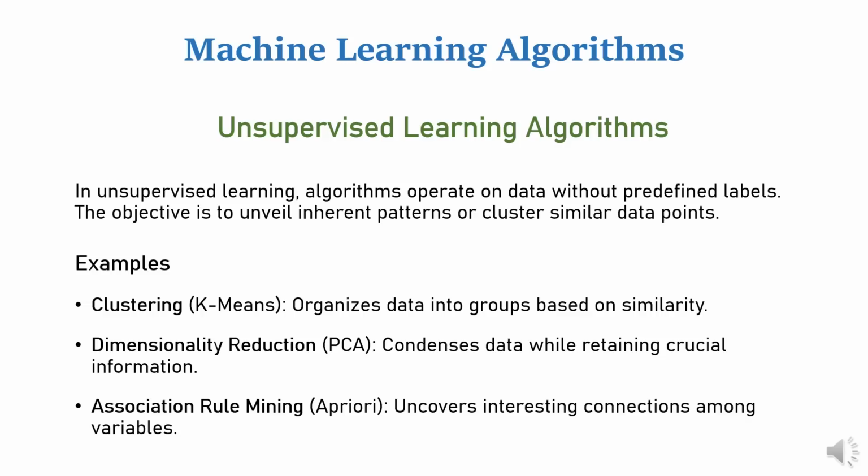Unsupervised learning algorithms. In unsupervised learning, algorithms operate on data without predefined labels. The objective is to unveil inherent patterns or cluster similar data points. Examples: clustering organizes data into groups based on similarity. Dimensionality reduction condenses data while retaining crucial information. Association rule mining uncovers interesting connections among variables.